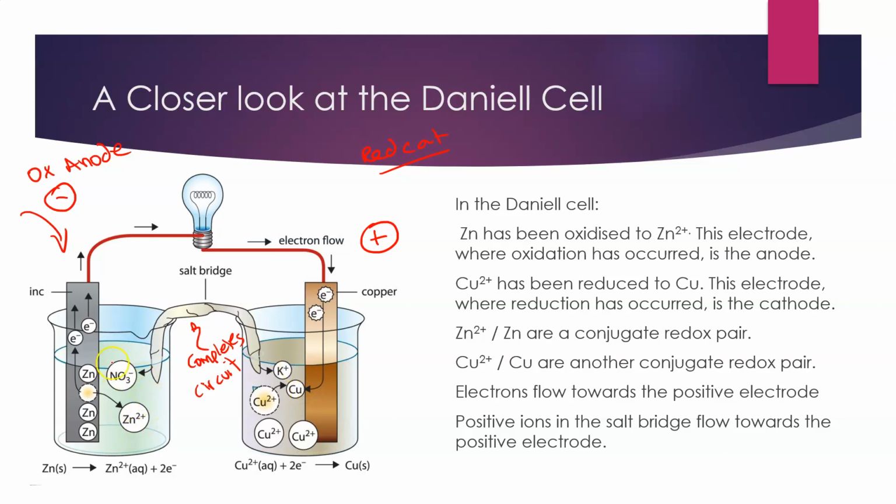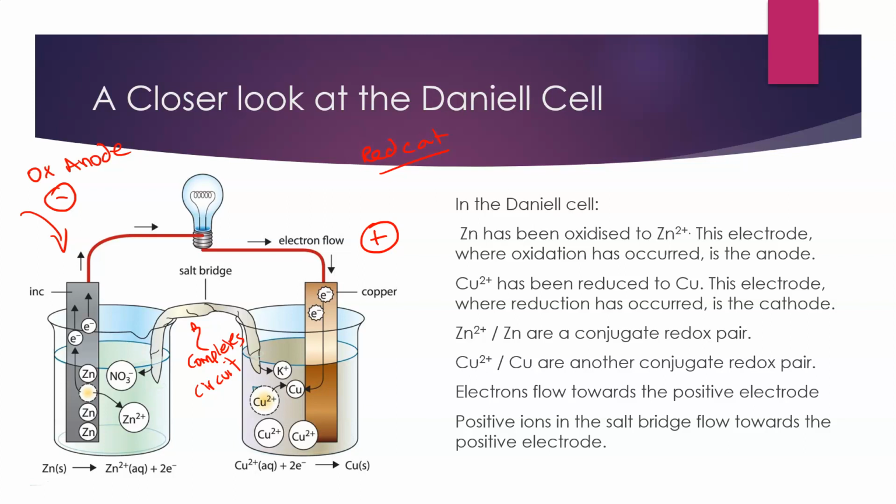On the oxidation side, I'm going to have my negative ions. The anions are going to move towards the anode. And this is because as the solution builds up Zn2 plus, we need to balance that out with anions from the salt bridge in order to keep the net charge 0.